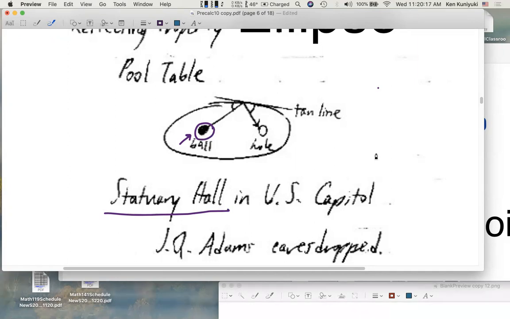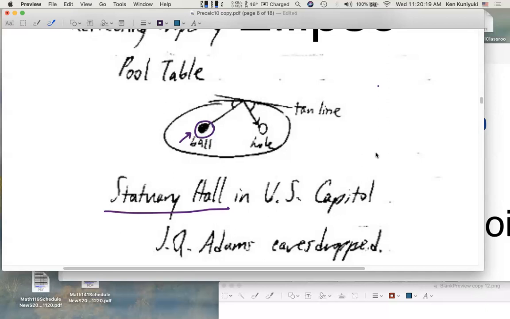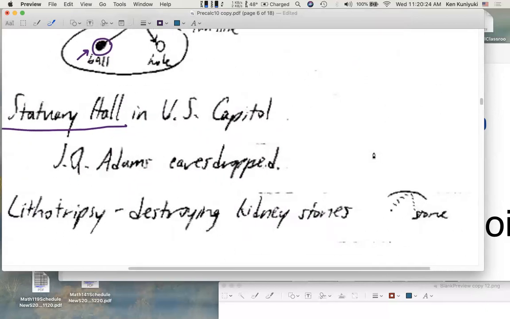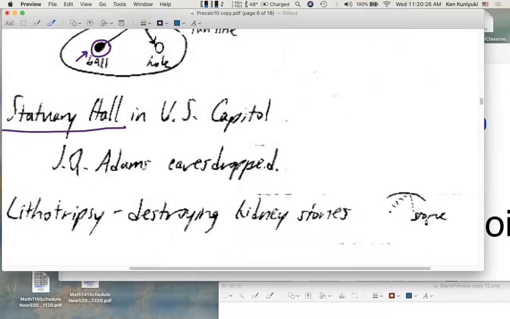Something called lithotripsy. Lithotripsy is used to destroy kidney stones. The idea is that your kidney stone is placed at one focus of this elliptical boundary, and then sound waves emanate from over here, reflect off, hit the stone, and break it up. It's a very non-invasive way of breaking up kidney stones, and this is used, lithotripsy.